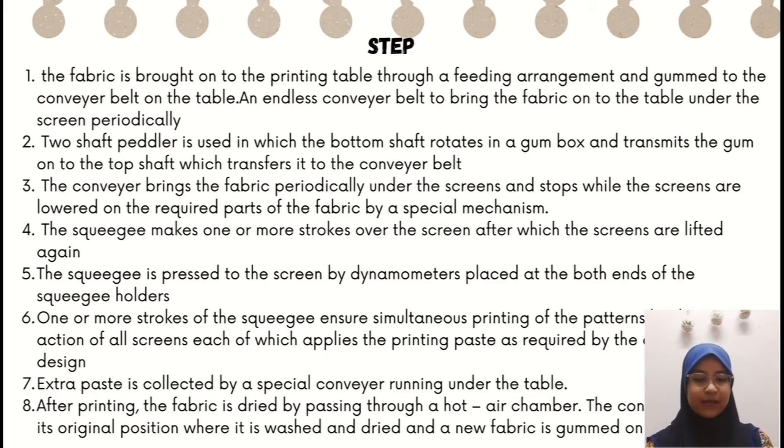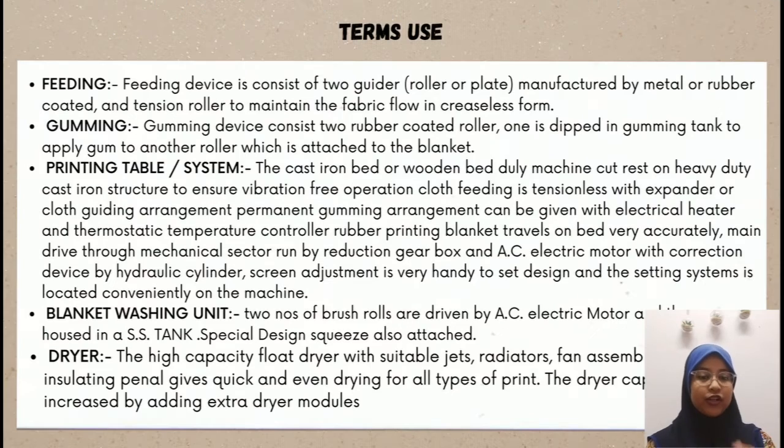The seventh step is extra paste is collected by the special conveyor running under the table, and the last step is after printing, the fabric is dried by passing through a hot air chamber. The conveyor returns to its original position where it is washed and dried, and a new fabric is gummed on it.